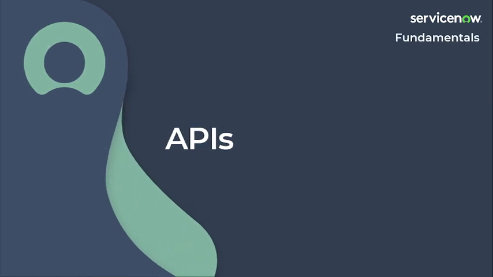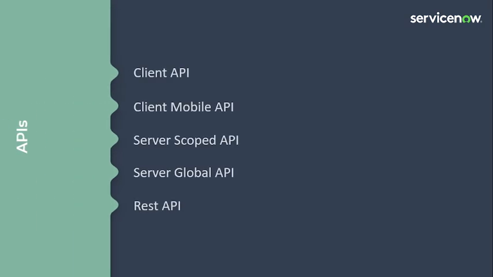In my last video, I explained the domain separation, which includes overview, pros, cons, when to use, and plugin. In this video, I will explain the APIs, which includes client API, client mobile API, server scoped API, server global API, and REST API. So let's start with the client API.